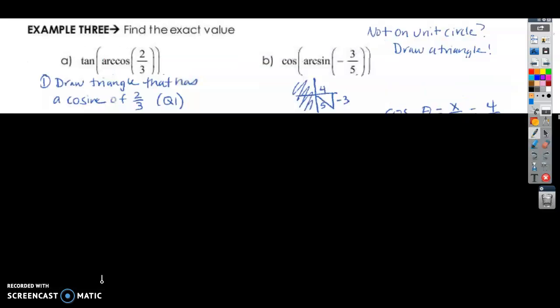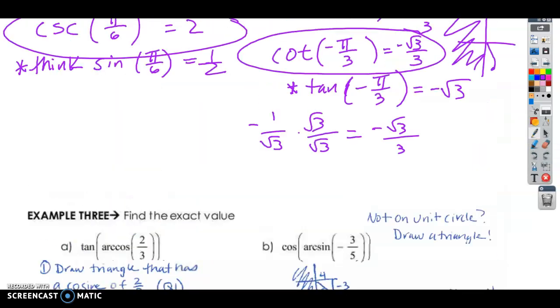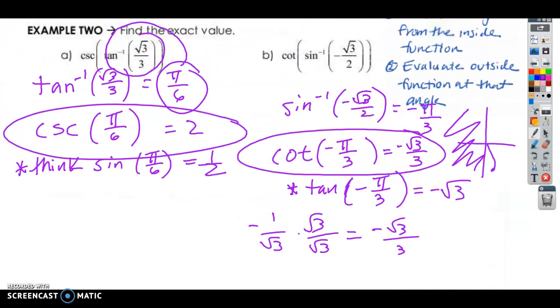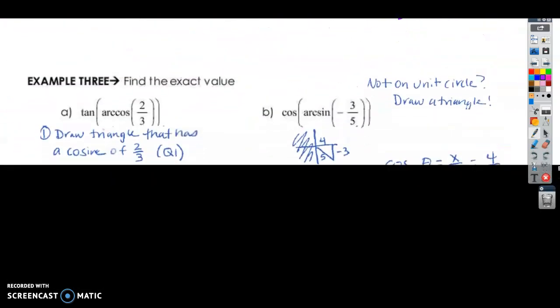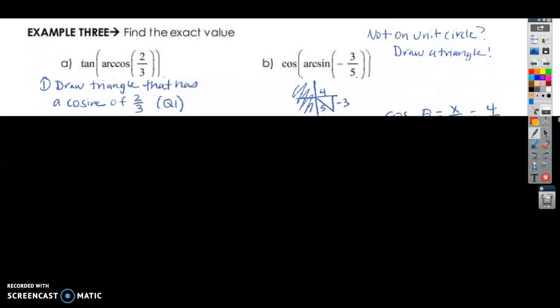Okay. Now, the last type of problem are problems that are not on the unit circle. You don't have a value that's on the unit circle. The last problems we did, root 3 over 3, root 3 over 2, those were values on the unit circle. This 2/3 and negative 3/5 for these two examples, A and B, they're not on the unit circle. So we're going to have to draw a triangle. I love these types of problems.